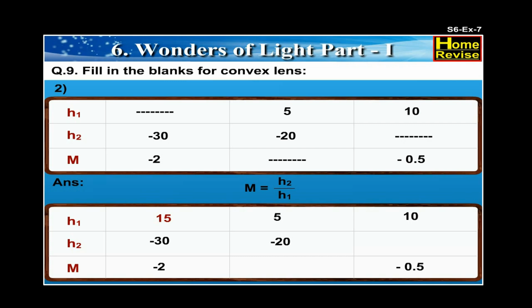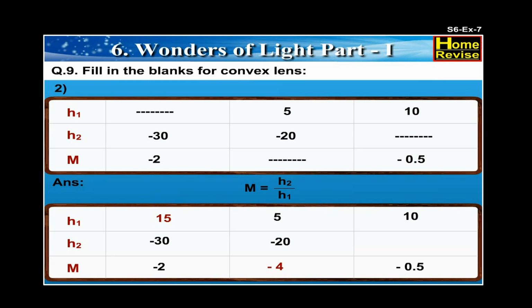Second, H1 is equal to 5 centimeters. H2 is equal to minus 20 centimeters. What is M? The magnification. M is equal to H2 upon H1. Substituting the values, M is equal to minus 20 upon 5. Therefore, the magnification is equal to minus 4.